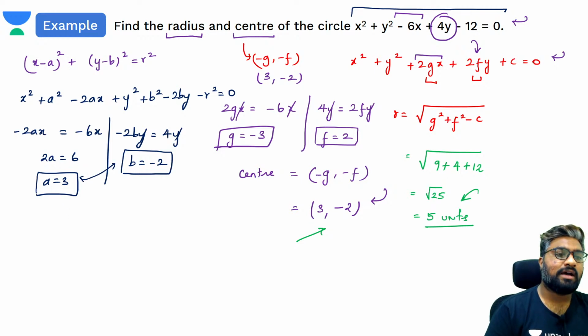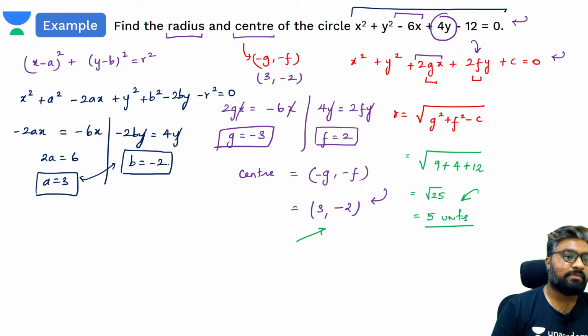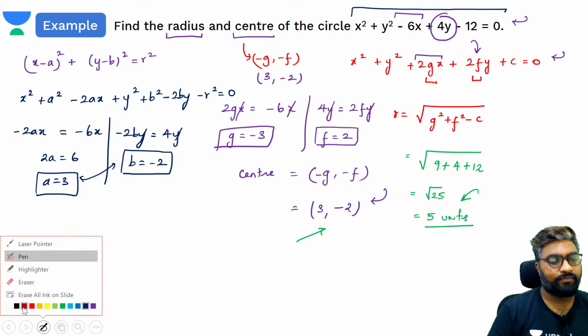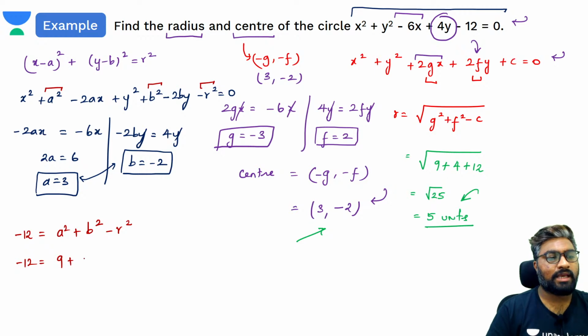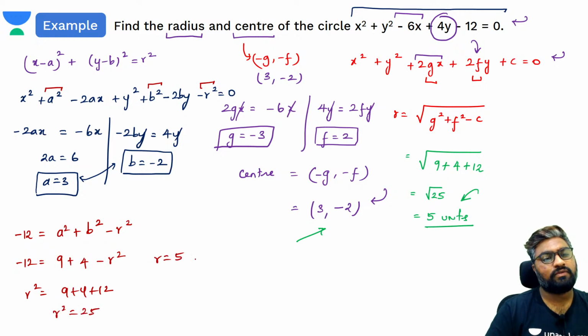Now for the radius, what will you have to do? Once you figured out that a is 3 and b is minus 2, your constant minus 12 that is given here, ये जो आपका minus 12 दिया है, ये basically क्या है? a square plus b square minus r square, है ना? तो क्या हो जाएगा? Minus 12 is equal to a square, which is 3 square 9, b square, which is 4, minus r square. So what is r square? r square is equal to 9 plus 4 plus 12. r square is 25, r is equal to 5 units.